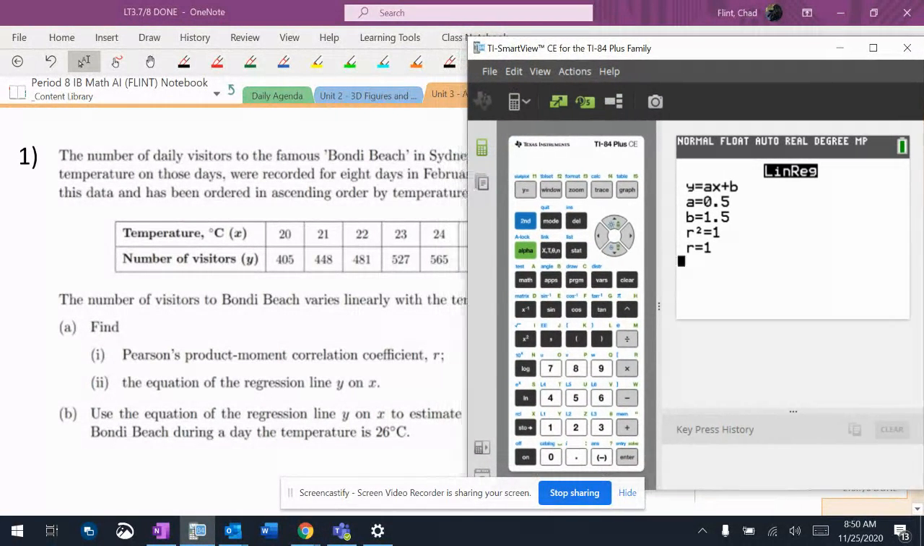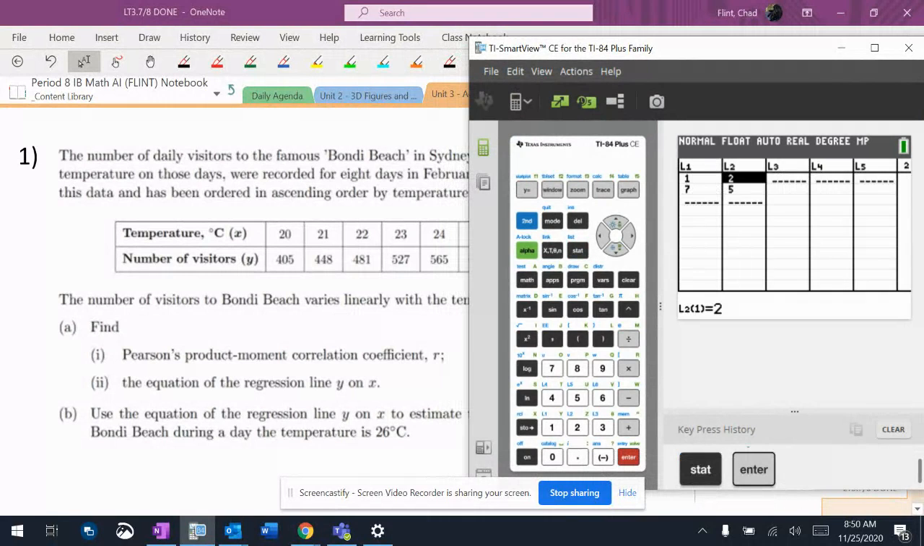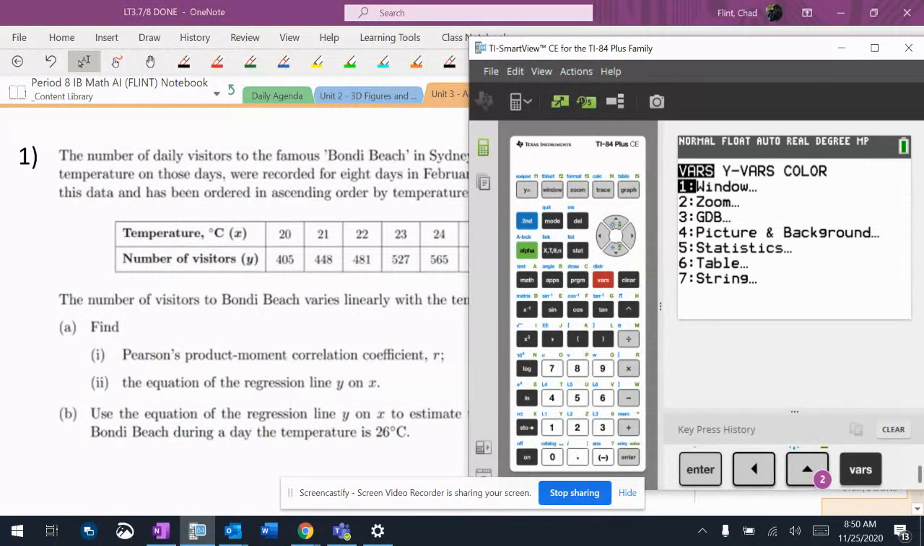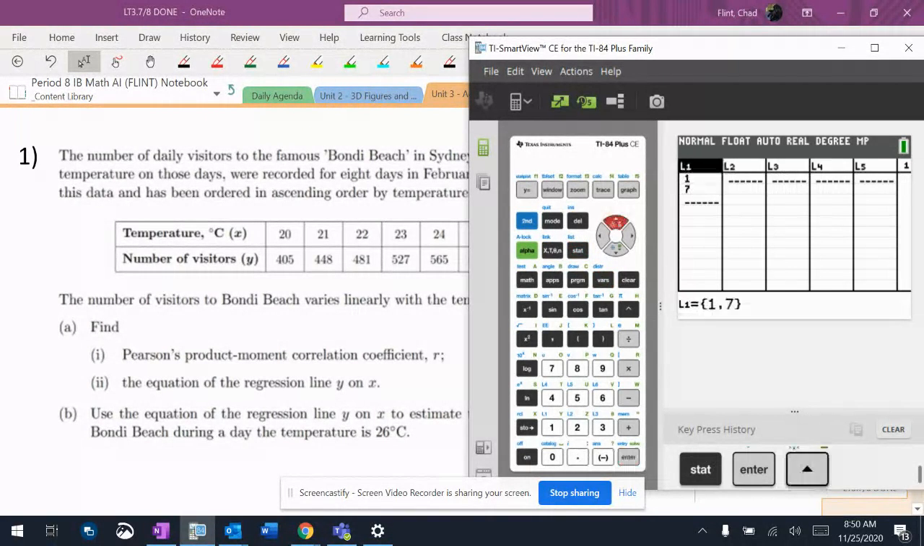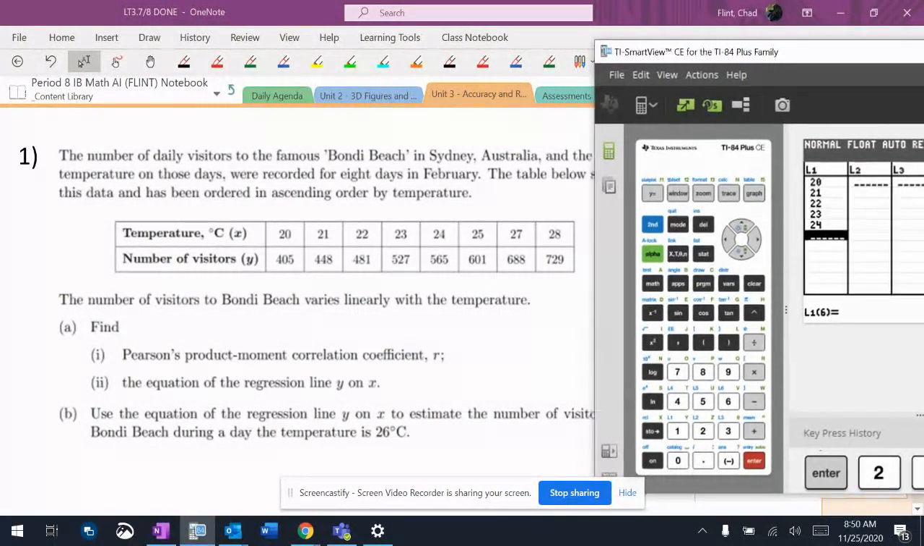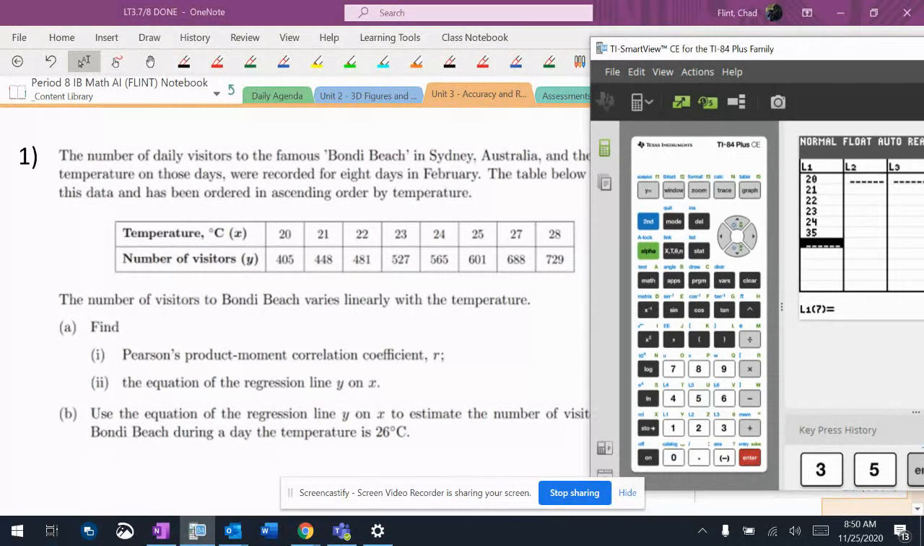I'm going to hit stat and edit. So stat, edit. I'll clear the lists out that I have in there. So clear, edit. Whoops. All right, so let me try this again. Stat, edit, clear, edit. Okay, so now be careful because the x's go across the top. So 20, 21, 22, 23, 24, 25, 27, 28, and I hit 30 on a lot of those.